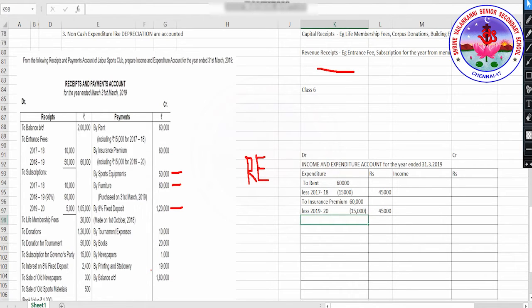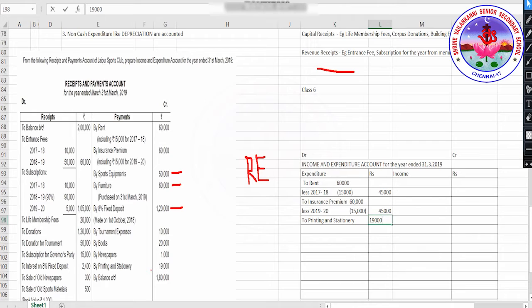Next, after that, you have these items, which are all capital items, so they will not come. Even this one, tournament expenses, is a specified expense, specifically meant for the tournament. It is not coming under the general income and expenditure account. Books is also a capital expenditure, and newspaper is a capital expenditure. So I'm going to straight away write to printing and stationery, 19,000.